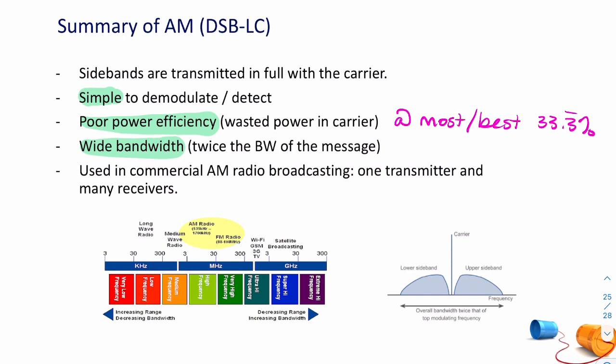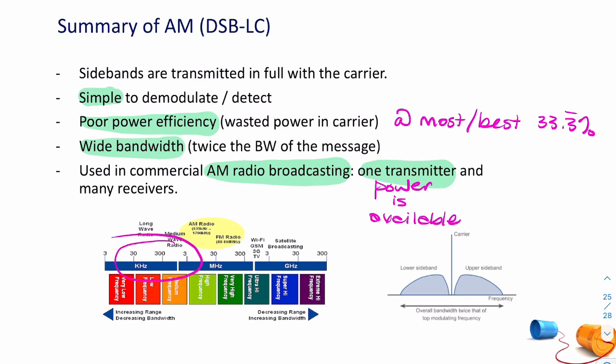And AM, where is it used? We use it for AM radio broadcasting, where you have one transmitter where power is available and many receivers where power might not. Okay, and AM is generally in the kilohertz region. So when people talk about long wave and medium wave radio, that's where they're talking about AM. So we're talking about sort of 50 kilohertz to around 500 kilohertz.